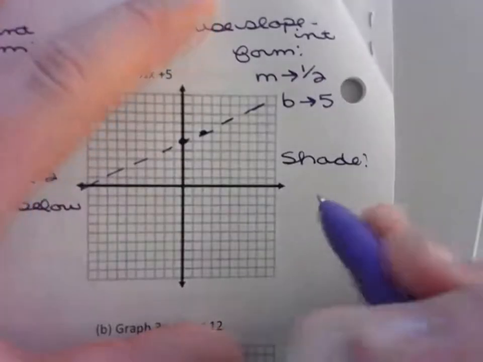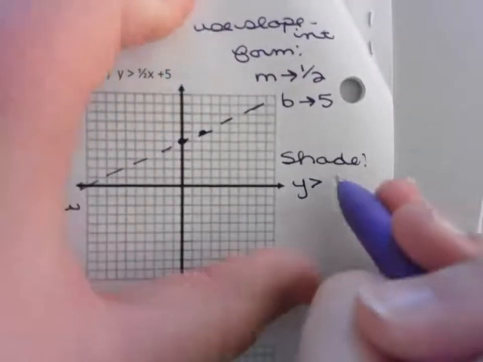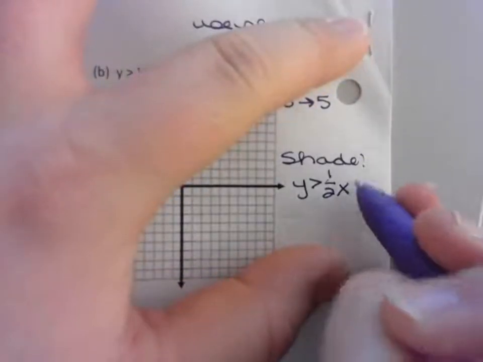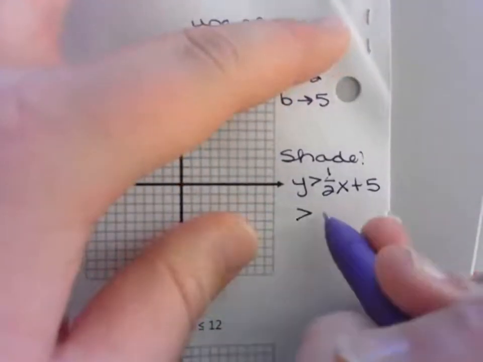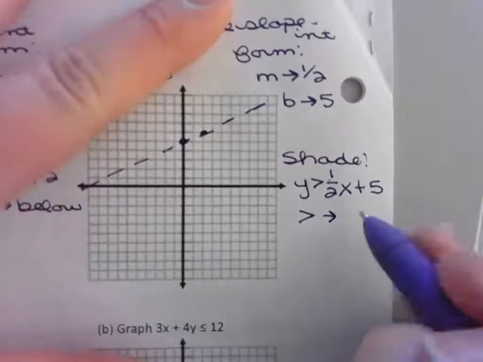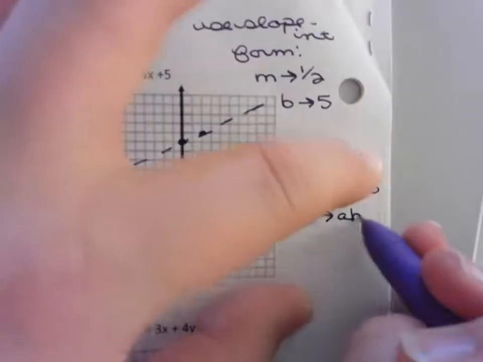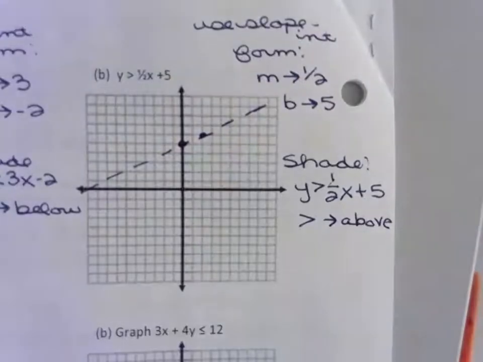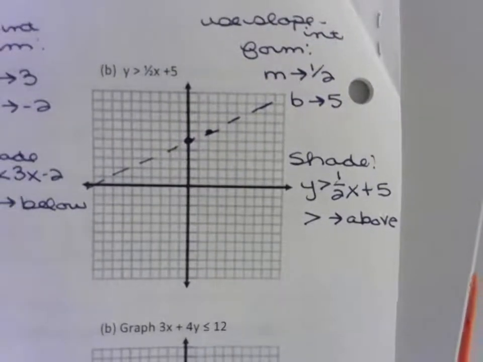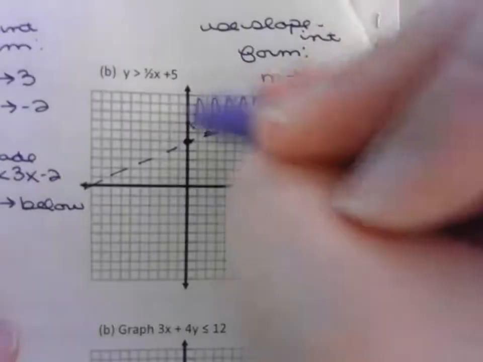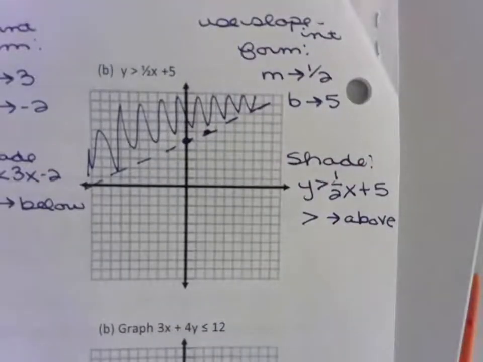Now, use the shortcut. Y is greater than 1/2 x plus 5. If it's a greater than symbol, I shade above it. This shortcut only works if it's in slope-intercept form. You shade above it. So if it's already in slope-intercept form, then you don't really have to do a lot of work. Any questions on that?